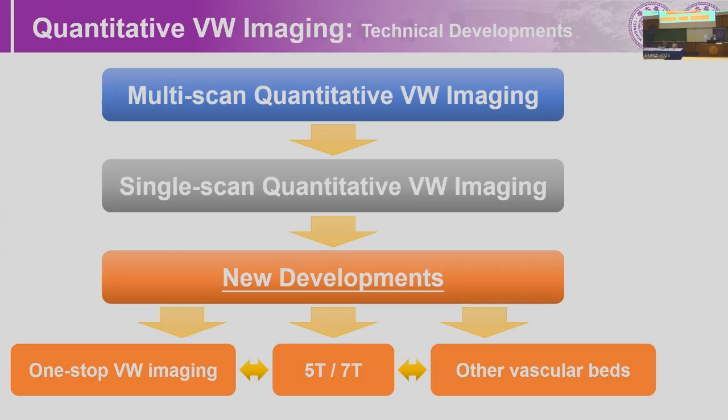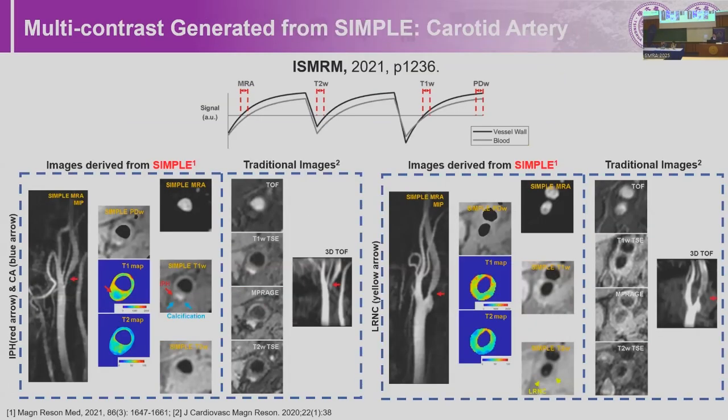The new developments, I think, are basically in three categories. One is that we're using a single scan quantitative vessel wall imaging sequence to generate weighted images. That means it could be a one-stop vessel wall imaging solution. And the second is that a lot of studies are using higher field, 5T or 7T, and also extending vessel wall imaging to other vascular beds, especially intracranial vascular.